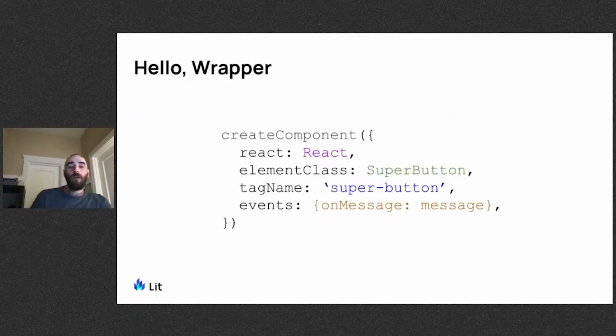And this is an example of how the syntax looks when using this wrapper. So Kevin mentioned how the wrapper sort of automatically generates properties, but that's based on interrogating and analyzing the web component itself. This is a more manual way of doing this, where you can provide a React module, you can provide the element class, you can provide a tag name, and an event map.